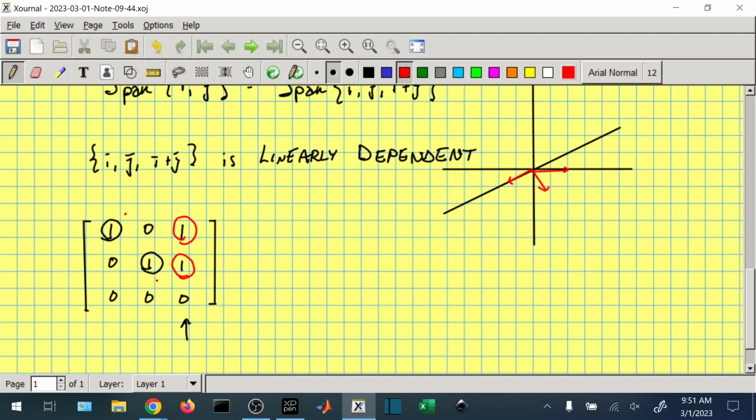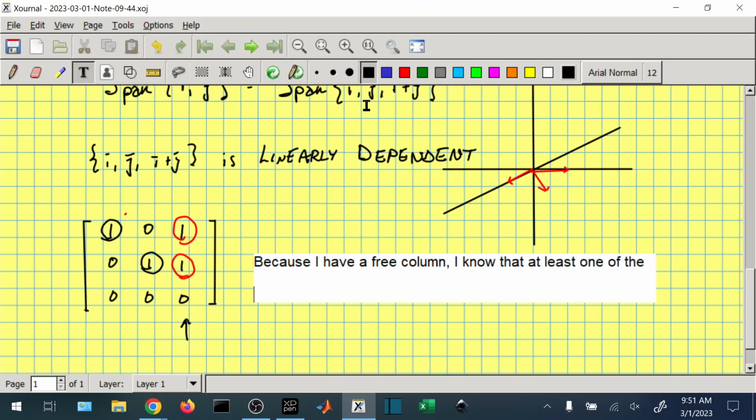Okay, so because I have a free column, was somebody going to ask a question? Okay. Because I have a free column, I know that at least one of the vectors is a linear combination of the others. In fact, the third one is the first one plus the second one, right? So they're linearly dependent.